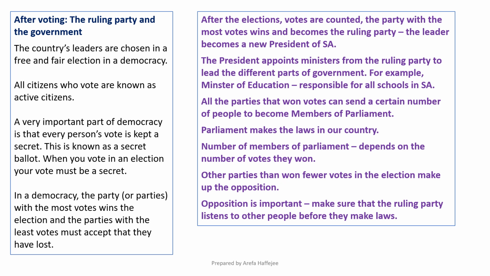Now, all the parties that vote can send a certain number of members to the parliament. Parliament basically makes the laws of the country. The number of people in the parliament depends on the number of votes that they received when people voted for them. Now, the other parties that had fewer votes basically make up the opposition party.